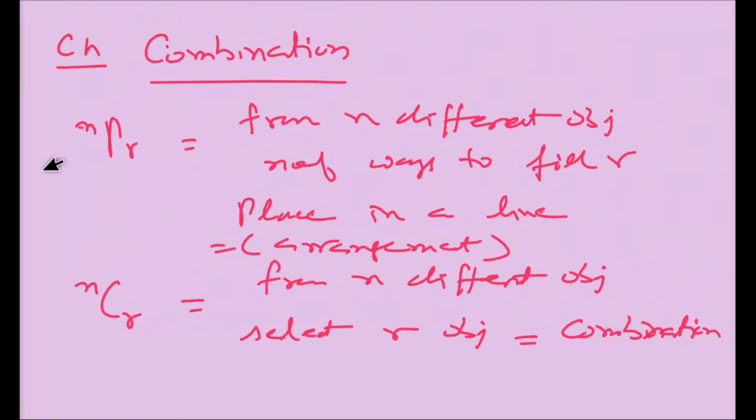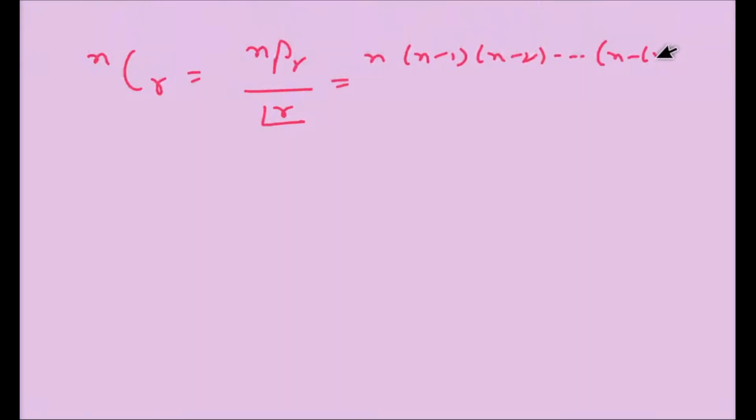Okay, so the relation between them is nCr equal to nPr upon factorial r. So we know the meaning of nPr is n, n minus 1, n minus 2, dash dash dash, n minus r plus 1, upon factorial r. This way you can solve this.